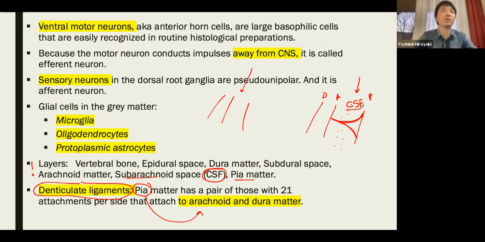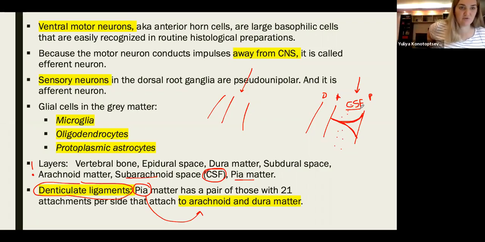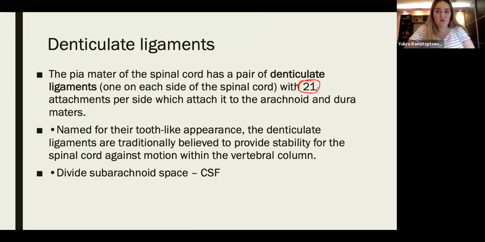Due to gravity, all of the CSF will be in your sacral region. That's where it will be. All of this fluid, due to gravity, will be brought up to the bottom, right there. We don't want that. So this is why there are 21 pairs of denticulate ligaments.